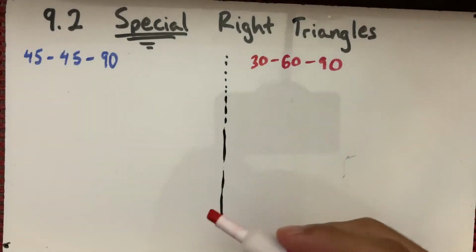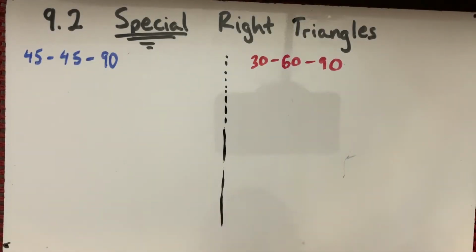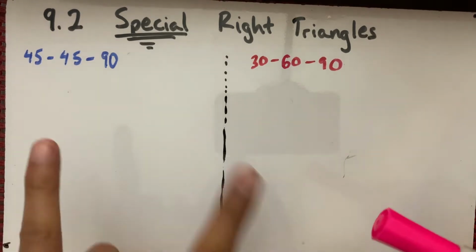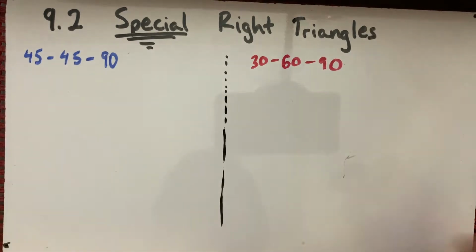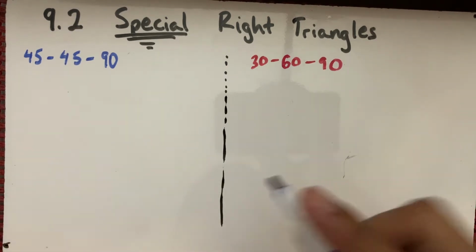Check it out. This is 9.2, special right triangles. The whole idea with this one is there are two special cases of right triangles. So we have the 45, 45, 90, and then we have the 30, 60, 90. These are definitely going to come about, especially in future math classes. It's a cool little trick, and it's super useful, especially as you go further along.